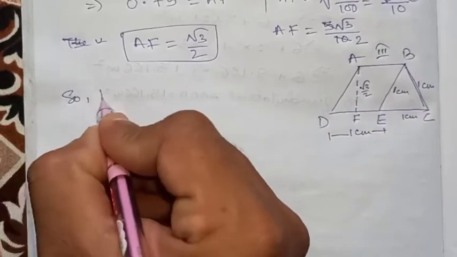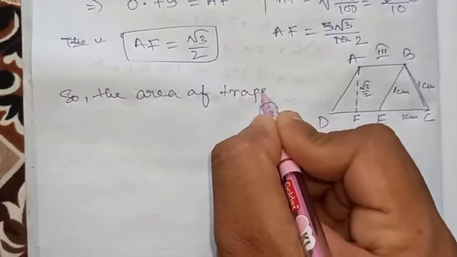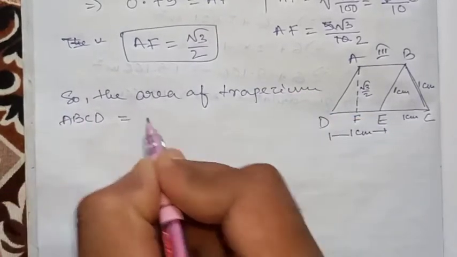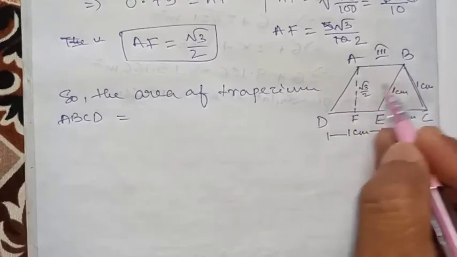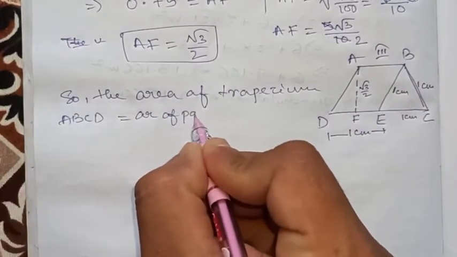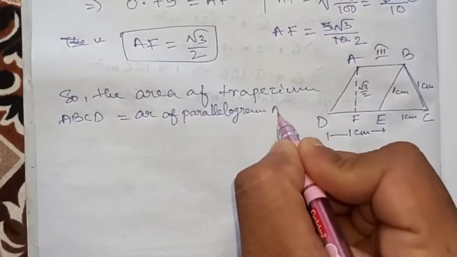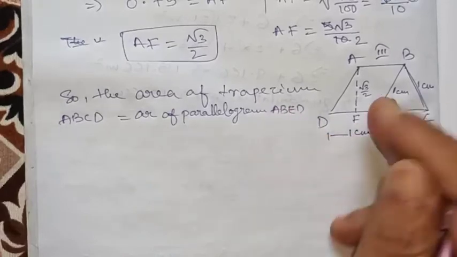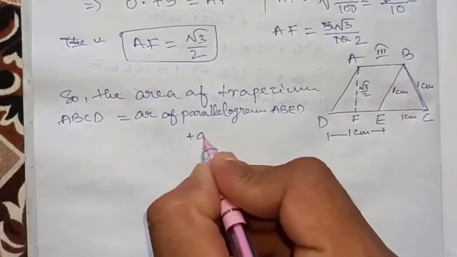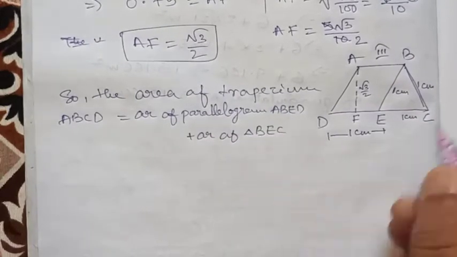So the area of trapezium ABCD is equal to, there are two different figures in the trapezium, that is area of parallelogram ABED. Okay, this figure plus area of triangle BEC.